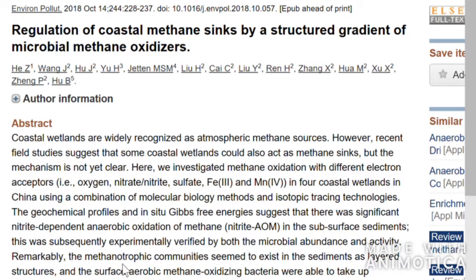So where does methane go? Where does methane come from? But more importantly, where does it go? Right? It helps predict the methane cycle, and it helps reduce estimations in that understanding of the cycle. Okay?